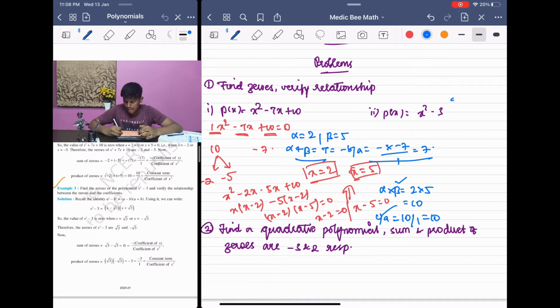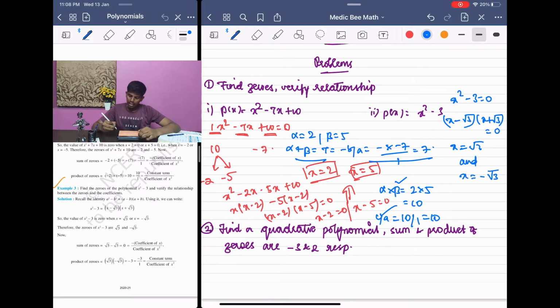Next, x squared minus 3 equal to 0. We have to find the zeros of the polynomial. Now, how can a squared minus b squared be written? a plus b into a minus b. So x minus root 3, x plus root 3 equal to 0. This will give x equal to root 3 as one root and x equal to minus root 3 as the other root. This will be alpha, this will be beta.